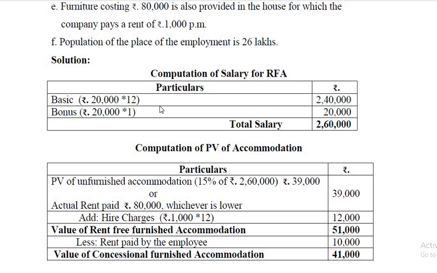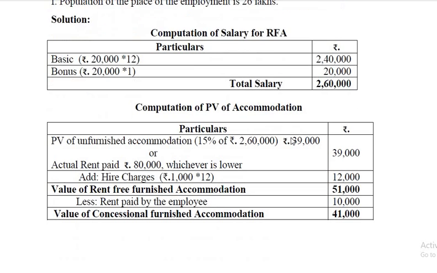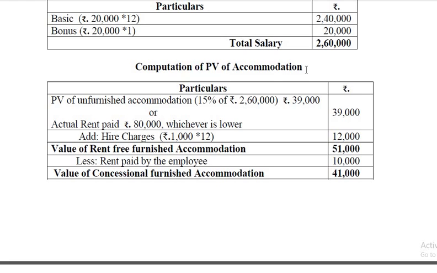See the solution. Basic salary is 20,000 into 12. Bonus, 1 month bonus. Therefore 1 month basic 20,000, together 2,60,000. Computation of per visit value of accommodation. So per visit value of accommodation is equal to 15% of salary, that comes to 39,000, or actual rent paid 80,000, whichever is less. So 39,000. I told you population is not to be considered here, and the rule is actual rent paid or 15% of salary, whichever is less. Then we will get perquisite value of unfurnished accommodation.